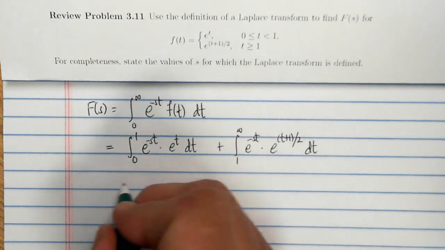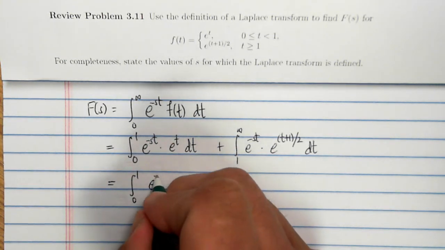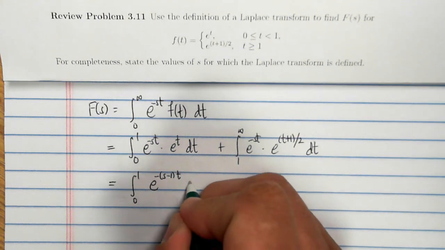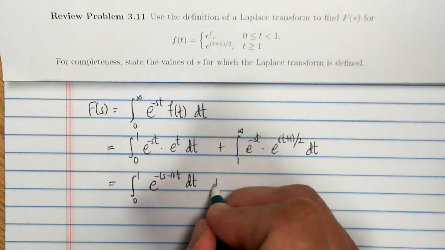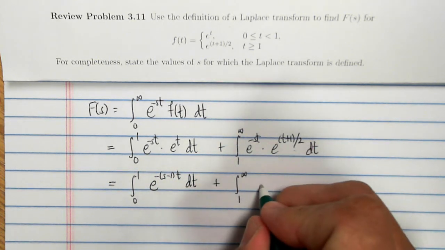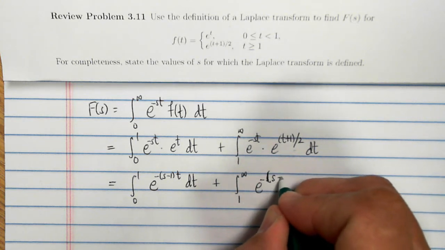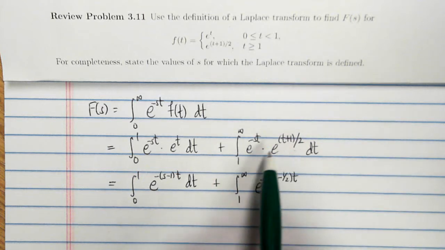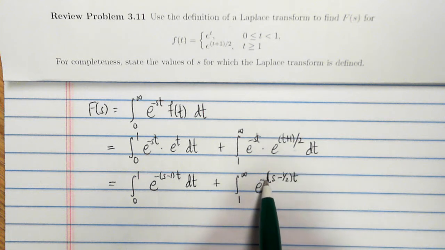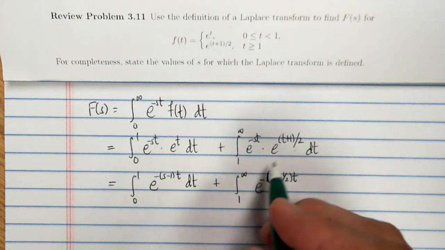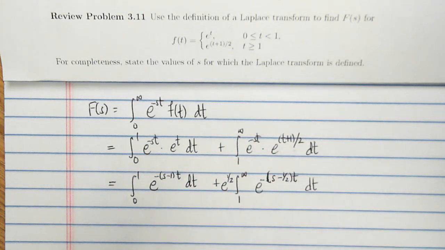Okay, but now we just have to compute these integrals. So the integral from 0 to 1 becomes e to the minus (s minus 1) t dt. The second integral, let's break it up as the integral from 1 to infinity. We have e to the minus (s minus 1/2) t. So this takes the negative st, and here I have plus t over 2, which becomes minus a half t. And then I have an extra e to the 1/2 in front, a constant, dt.